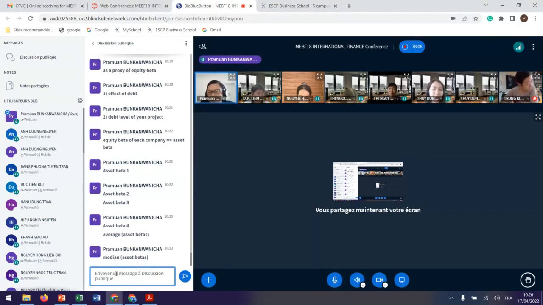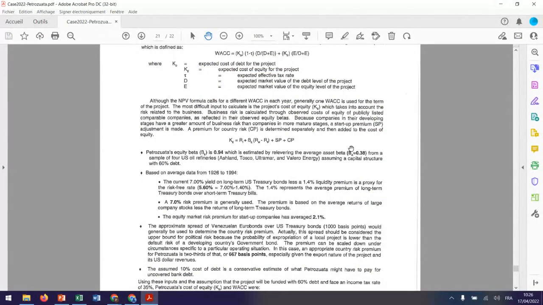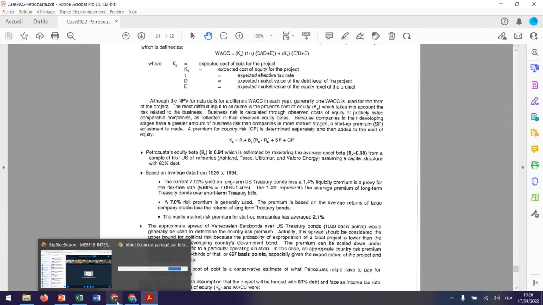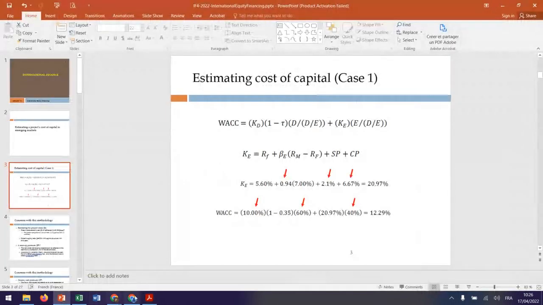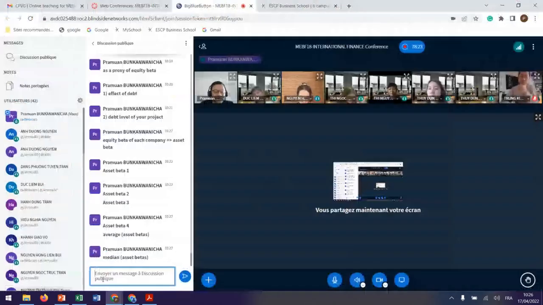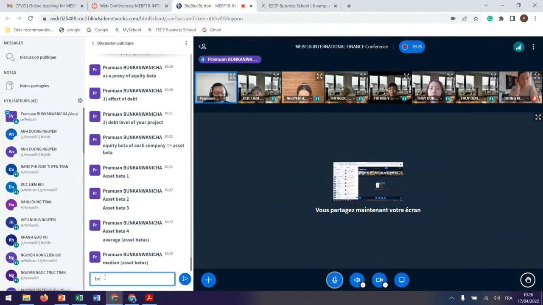Everybody follows? So in this case, they compute and get the average asset beta of 0.38. The beta of the asset is equal to 0.38.